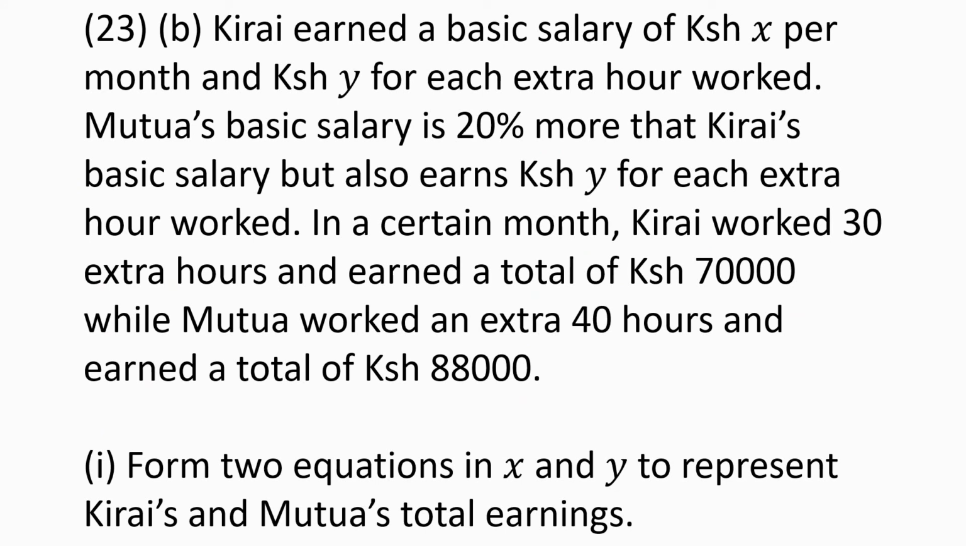Part B. Kirai earned a basic salary of X Kenya shillings per month and Y Kenya shillings for each extra hour worked. Mutua's basic salary is 20% more than Kirai's basic salary, but he also earns Y Kenya shillings for each extra hour worked. In a certain month, Kirai worked 30 extra hours and earned a total of 70,000 Kenya shillings, while Mutua worked an extra 40 hours and earned a total of 88,000 Kenya shillings. Part 1. Form two equations in X and Y to represent Kirai's and Mutua's total earnings.